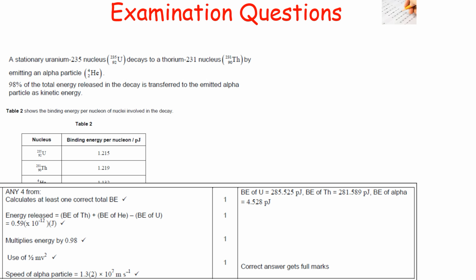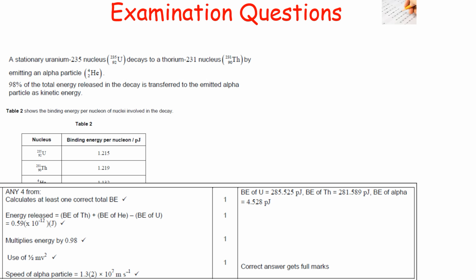What you would then do is work out your energy released in joules to be 0.59 times 10 to the minus 12 joules, because remember the values are in picojoules that they'll give you. You can then multiply that value by 0.98. Why 0.98? Because 98% of the total energy is then transferred to the kinetic energy of the alpha particle, which is what we're trying to work out.